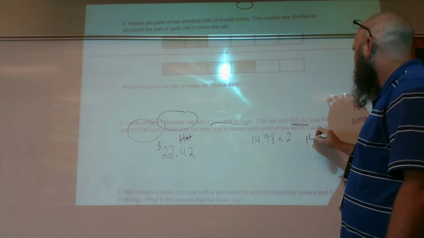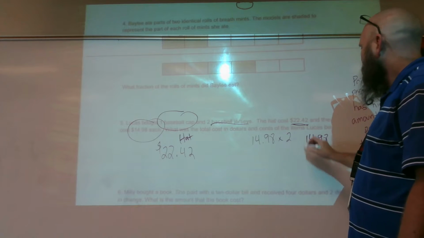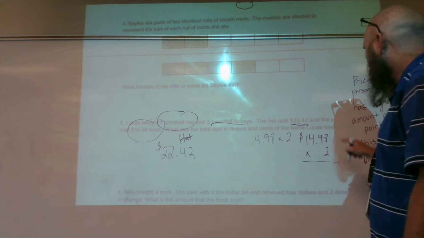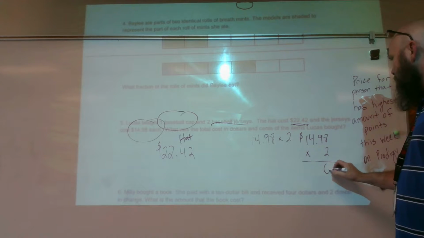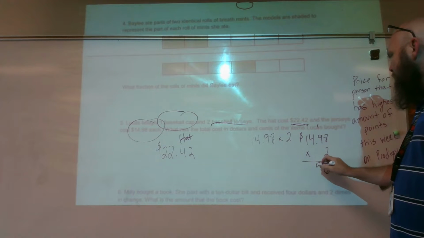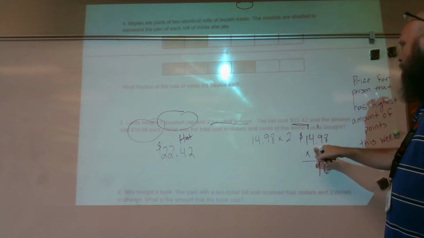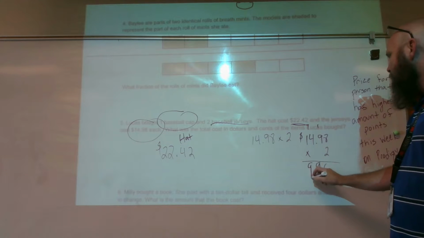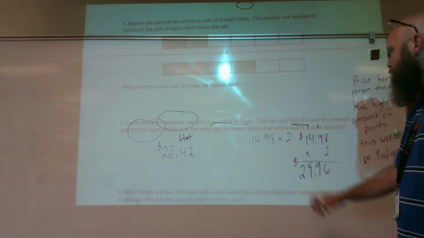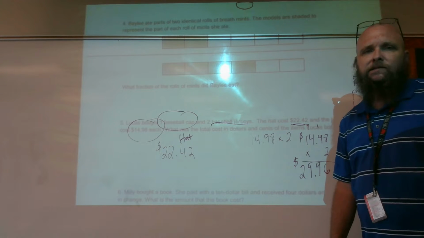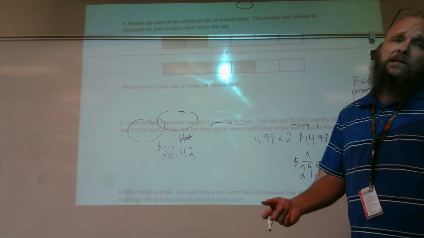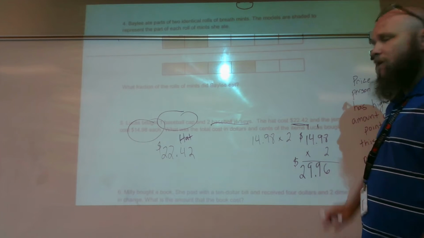So let's check. $14.98 times 2. 8 times 2 is 16. 2 times 9 is 18, plus 1 is 19. 2 times 4 is 8, plus 1 is 9. 2 times 1 is 2. So the 2 jerseys cost $29.96. If you went to the register and said, hey, these 2 jerseys, they'd say, give me $29.96. And that's how much you'd give him.